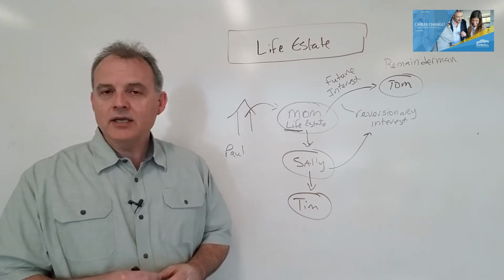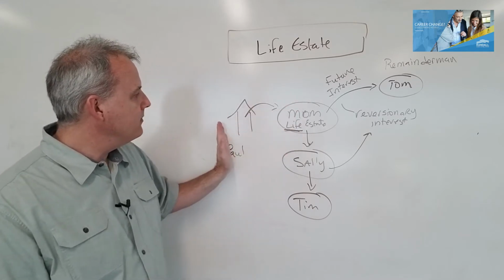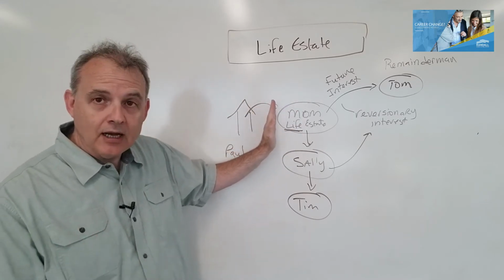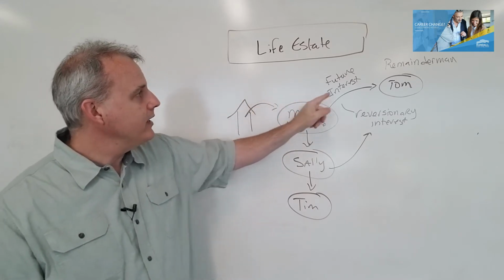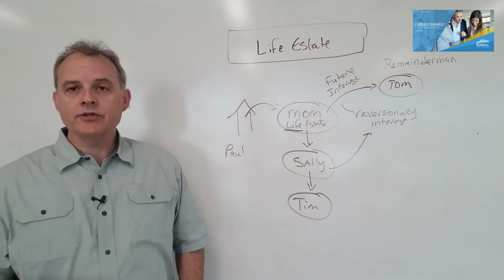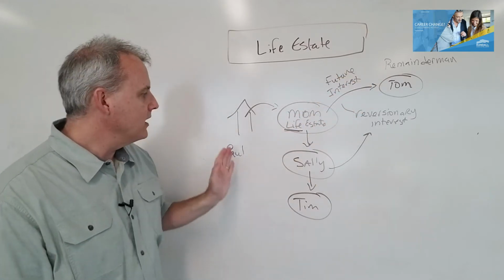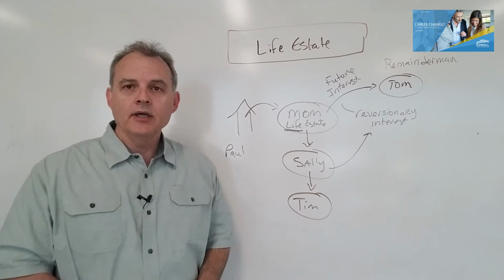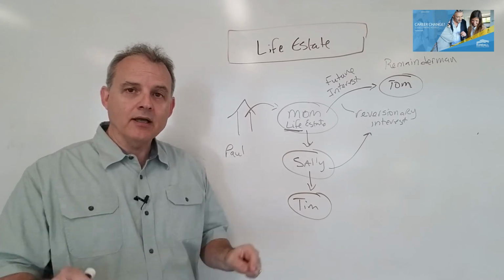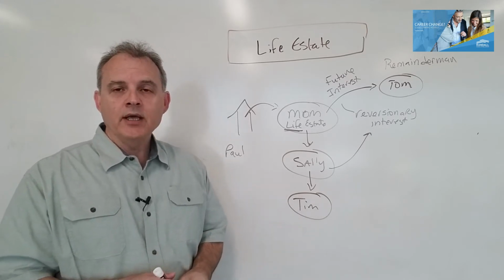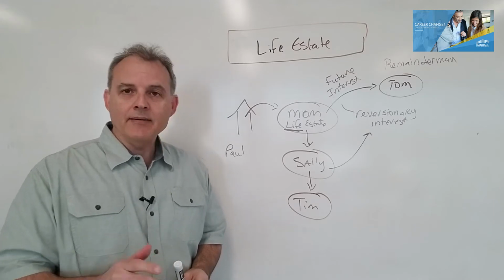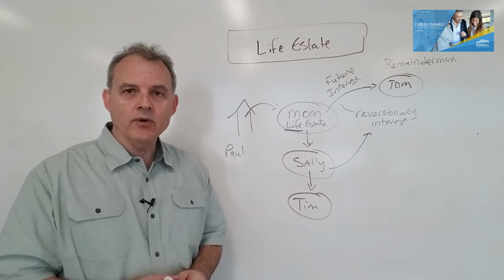The other thing is mom can't will it to somebody, because when I transfer title to mom, I put in the remainderman and the future interest, or the reversionary interest. So a lot of things to unpack here. And if you have any questions about the life estate, don't forget to put it down in the comment section so I can answer that question.